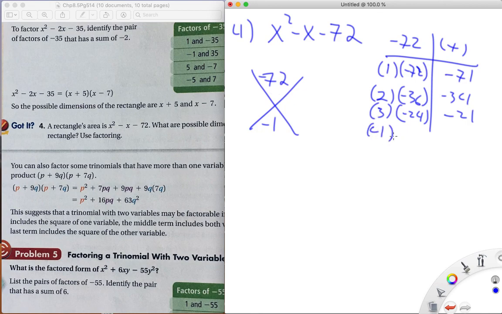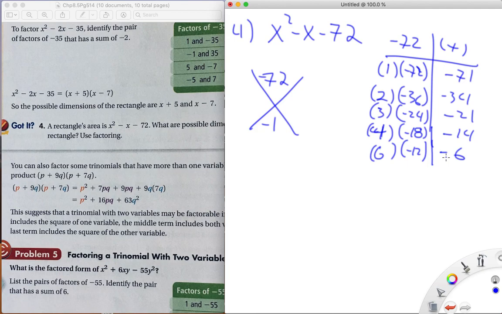4 times negative 18, which gives me negative 14. And then I got 6 times negative 12. I knew there was no 5 because it's not a factor of 5. Which gives me negative 6.